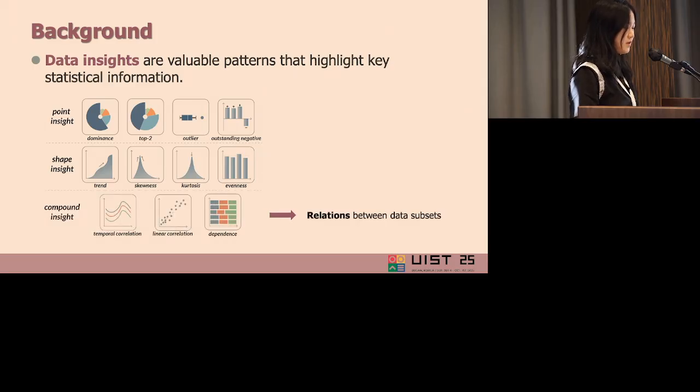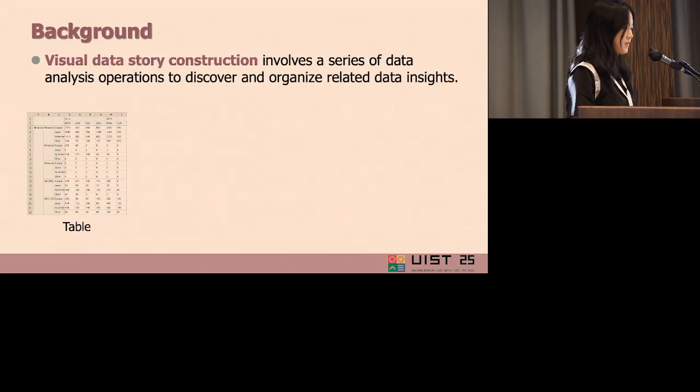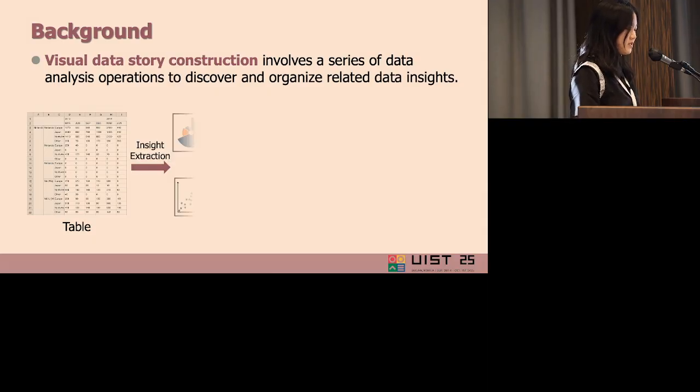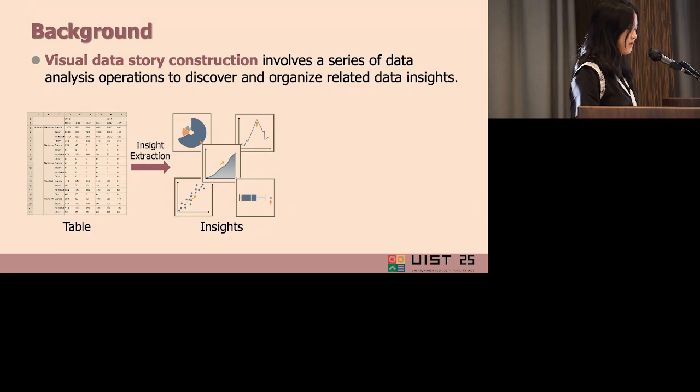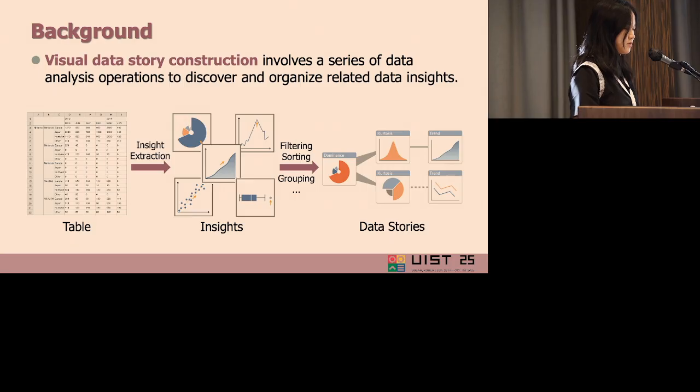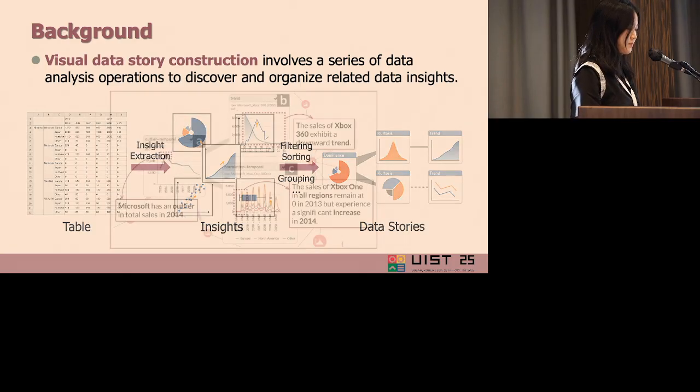Compound insights reveal relations between different groups of entries within a data scope. It helps uncover relations and dependencies between various data subsets, including temporal correlation, linear correlation, and dependence. The visual data story construction involves a series of data analysis operations, such as insight extraction to discover insights, and filtering, sorting, and grouping to organize related data insights.